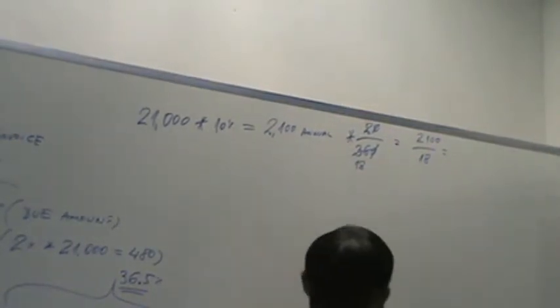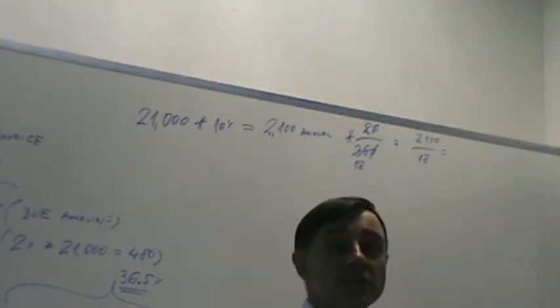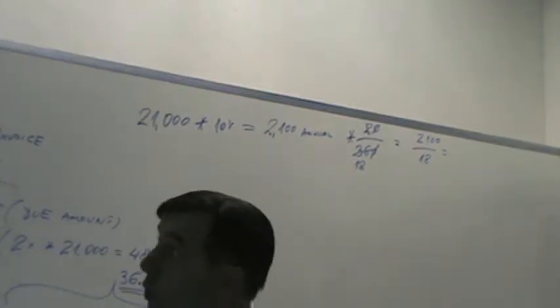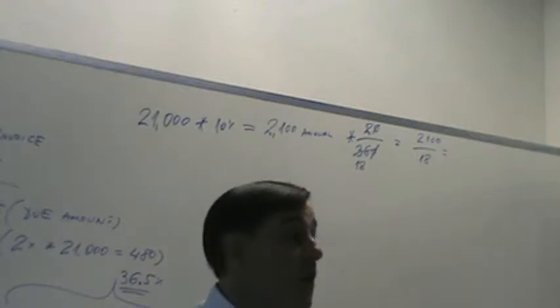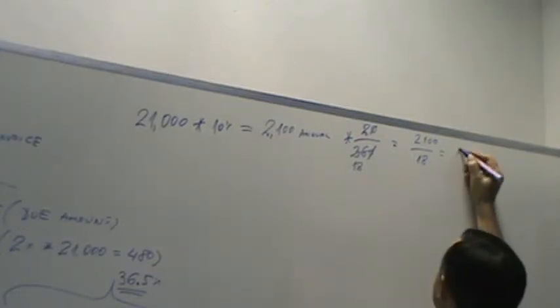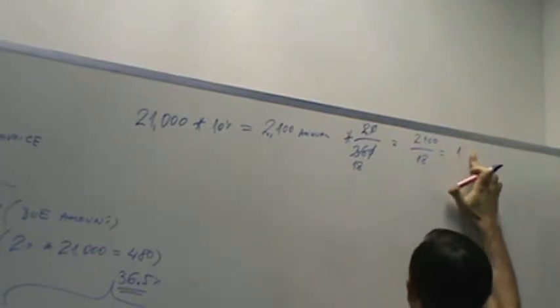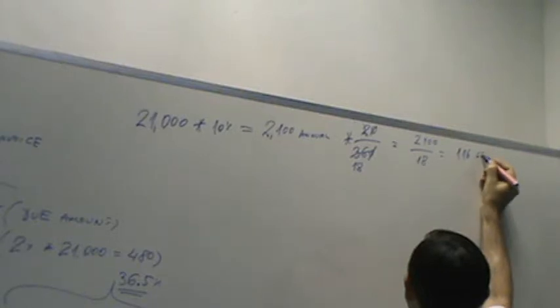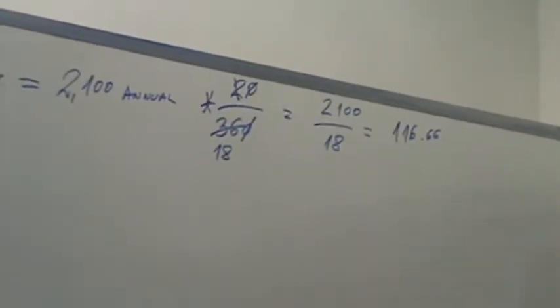So, now we divide by, what is it? Calculator, iPhone? 116.66. 116.6667. Yes. Okay, 116 and 66. Okay, and here they have 115.07.